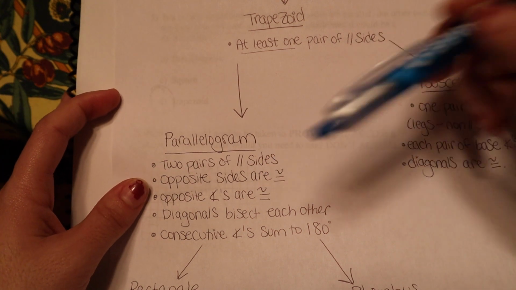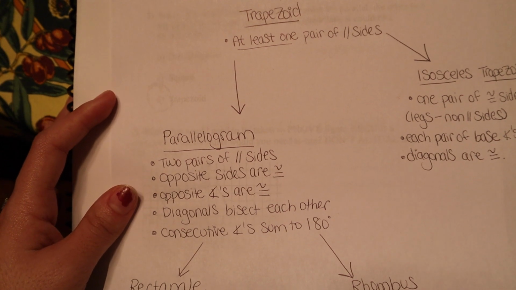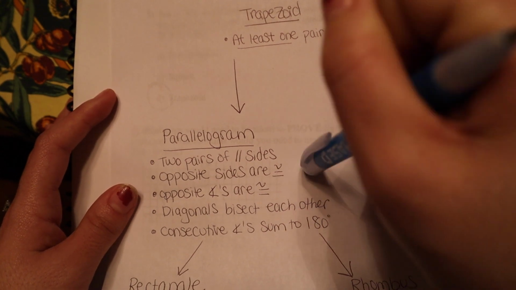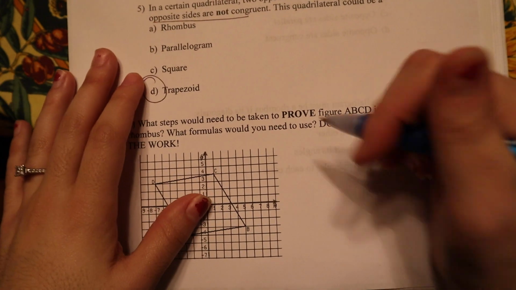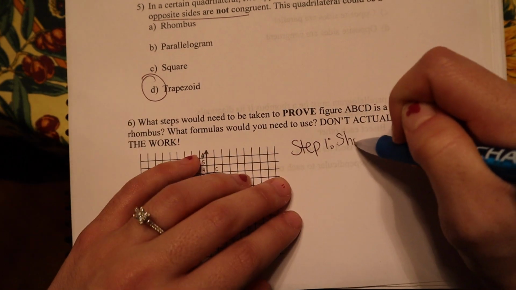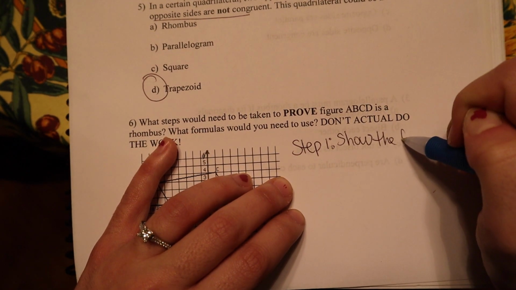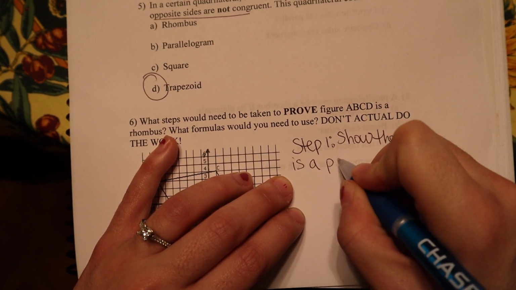In order to show a shape is a parallelogram, it needs to satisfy any of these 5 properties. Because in order to be a rhombus, you must be a parallelogram. So let's just think of something about a parallelogram. Parallelogram has the name parallel in it. So it's easiest to show that your opposite sides are parallel if you want to prove that a shape is a parallelogram. So my first step is I'm going to show the figure is a parallelogram.